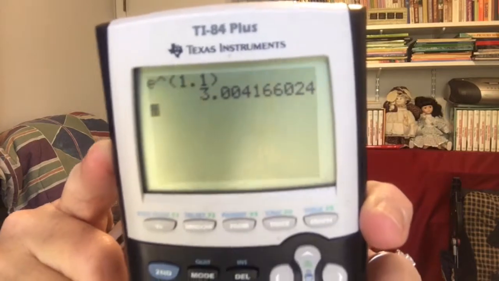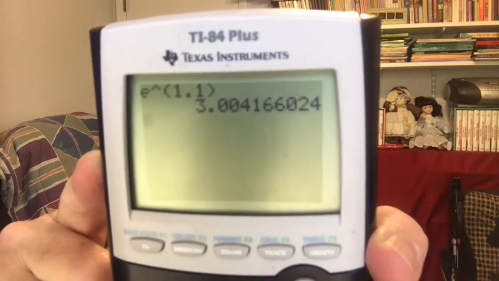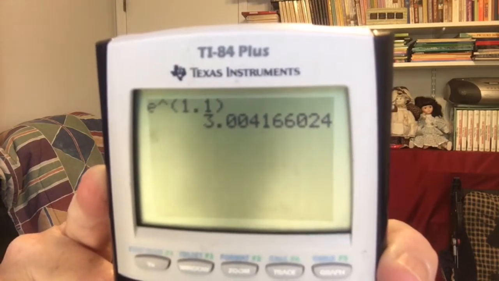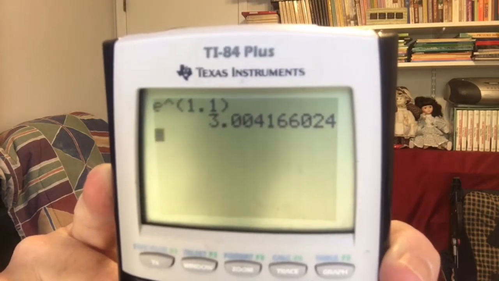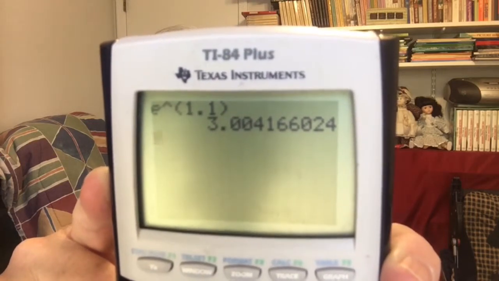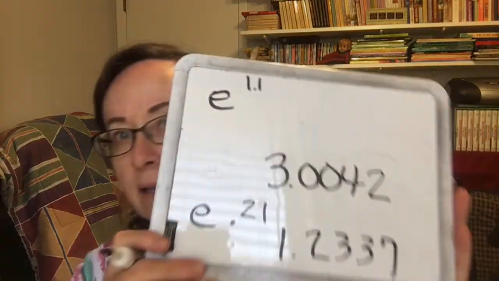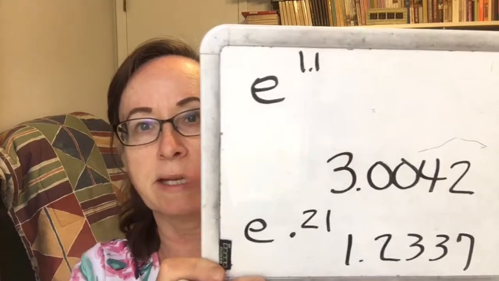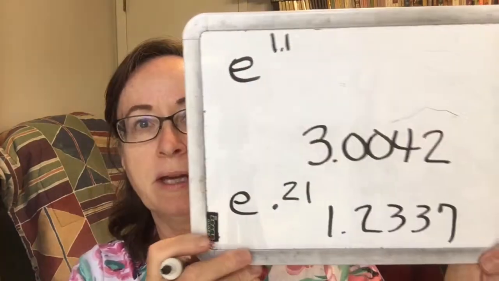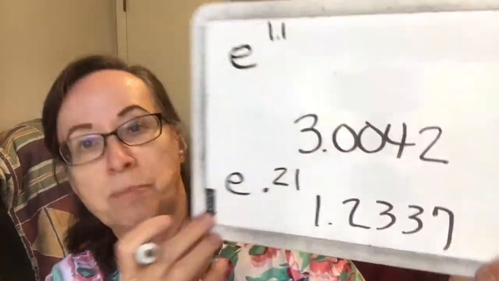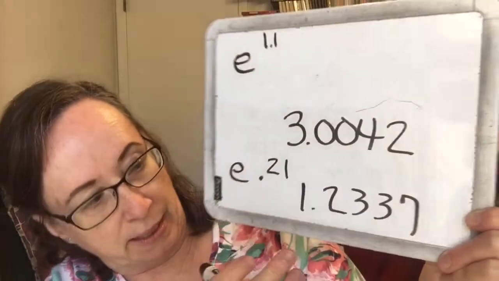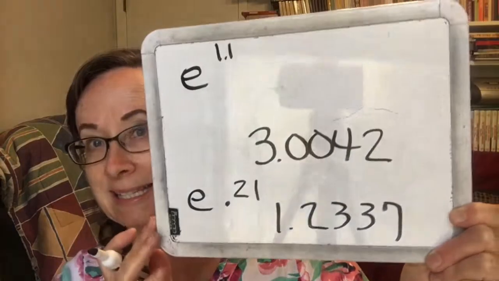Okay, I've got a glare going on in here. Then e to the 1.1 you enter there, and you get out 3.0041 and so on, and you're supposed to round that to 4 decimal places, so it winds up being 3.0042. So then you can do this one and check it. I'm not going to do it for you, but it is e to the 0.21, and you should get the result being 1.2337.